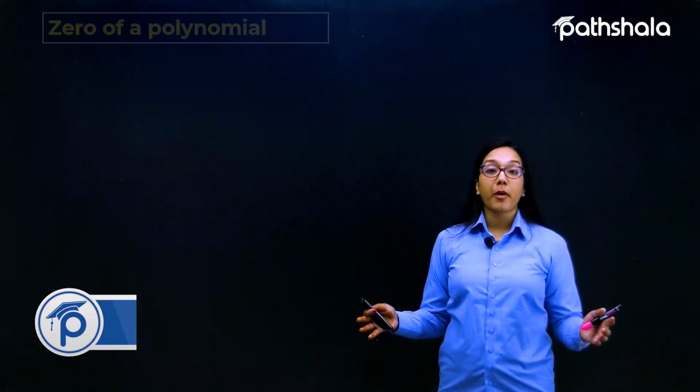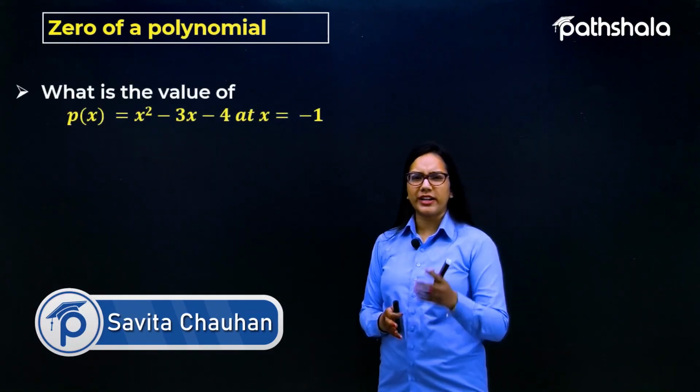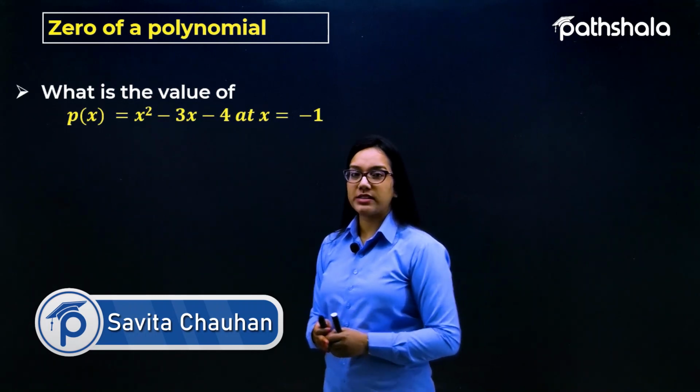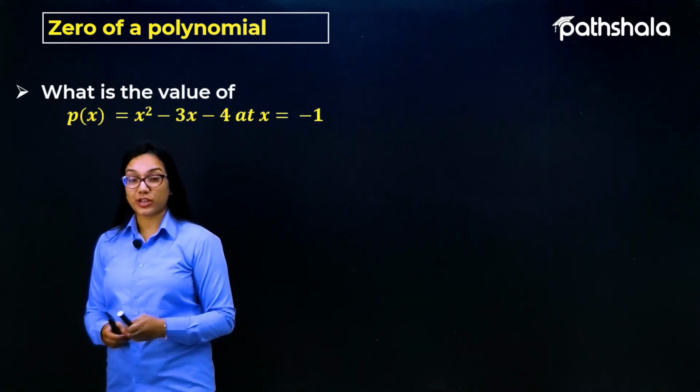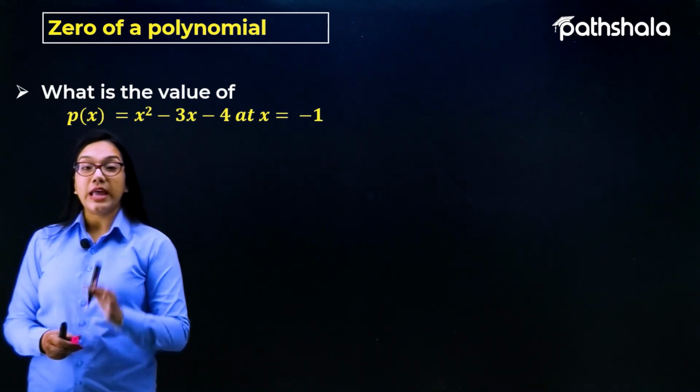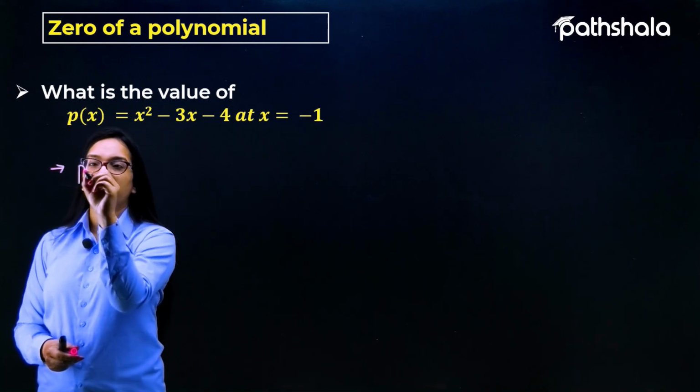So let's just talk about the zero of a polynomial. What is the meaning of a zero of a polynomial? Let us suppose the question says, what is the value of the polynomial at x is equal to minus 1? It means that we have to substitute x is equal to minus 1 in this particular polynomial.